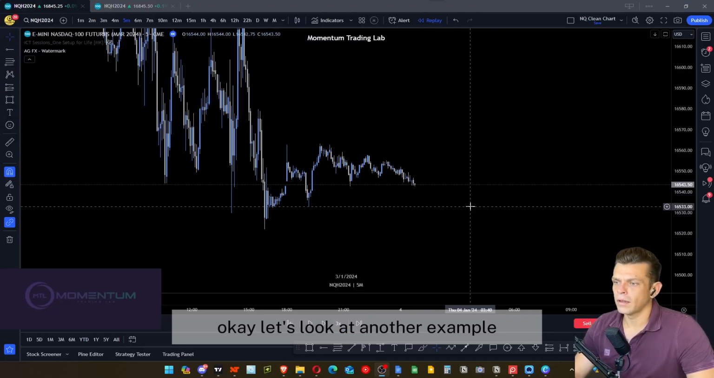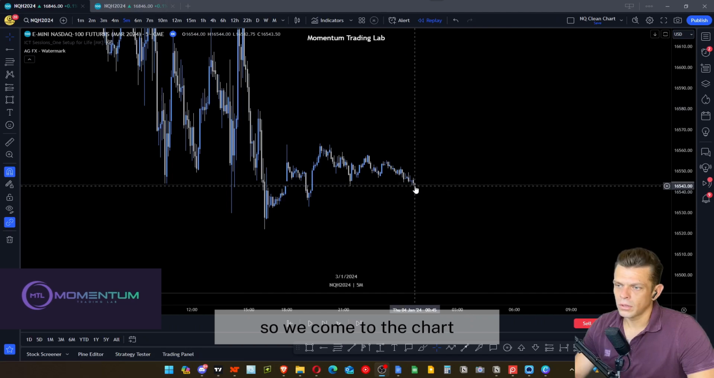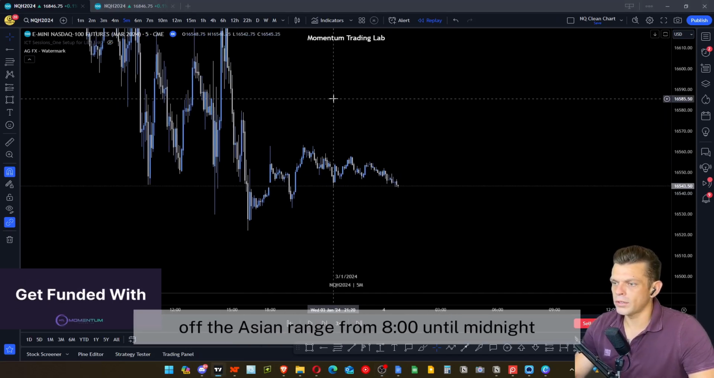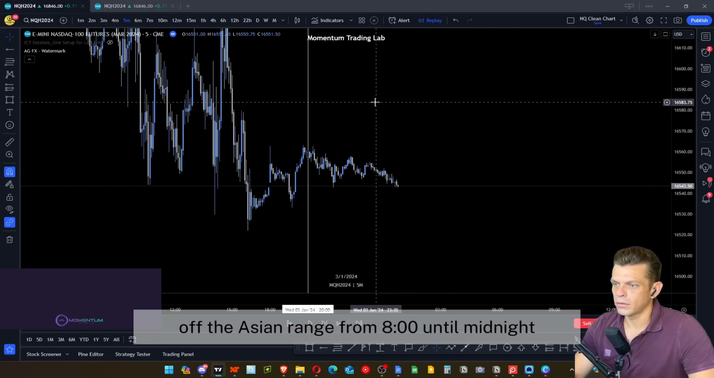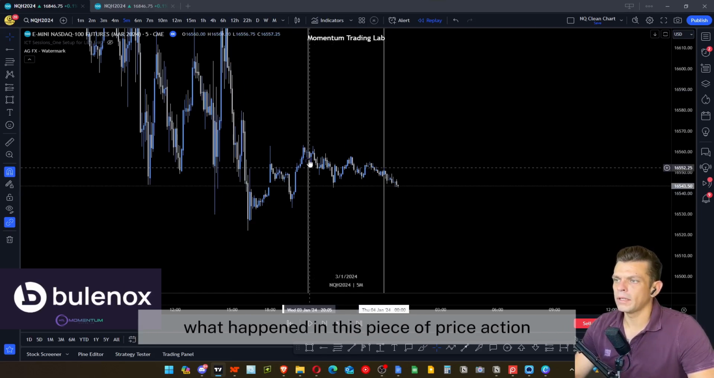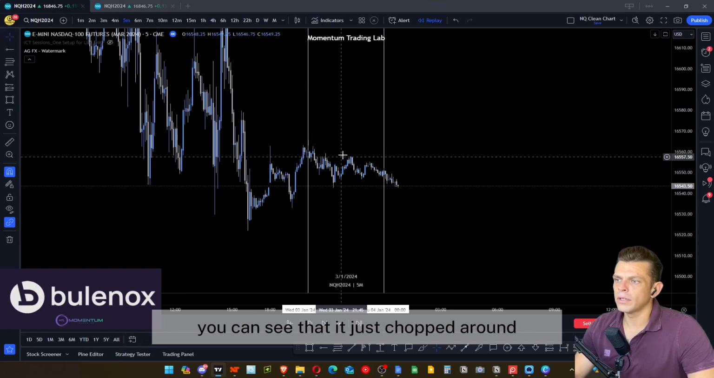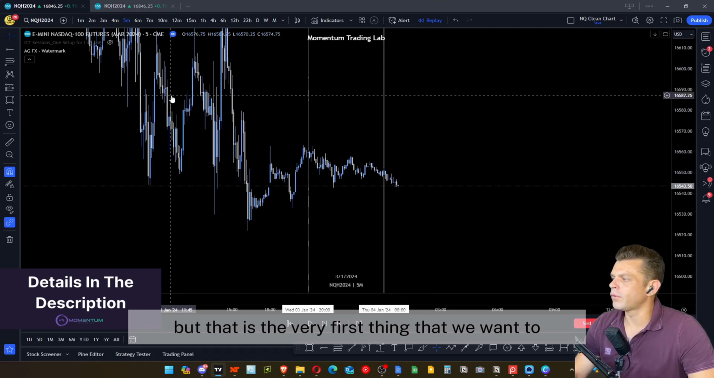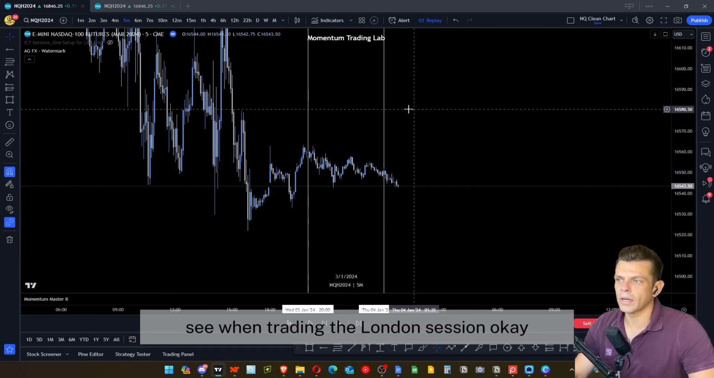Okay, let's look at another example. So we come to the chart. It's about 1:45. What we want to do is mark off the Asian range from 8 o'clock until midnight. What happened in this piece of price action? You can see that it just chopped around. So that's clear accumulation. So that is the very first thing that we want to see when trading the London session.